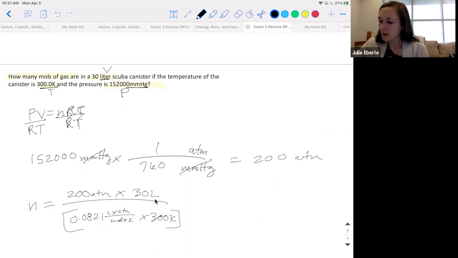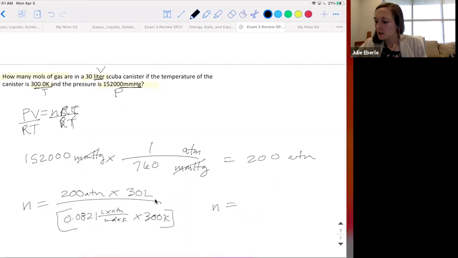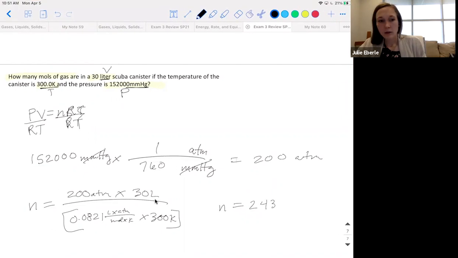Okay, how many moles of gas are in this scuba canister? 200 times 30 divided by R and T. 243.6 moles of gas. That should be plenty of gas for a scuba trip. Moles, I forgot the units of moles.